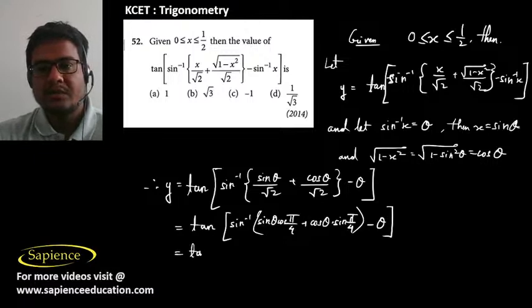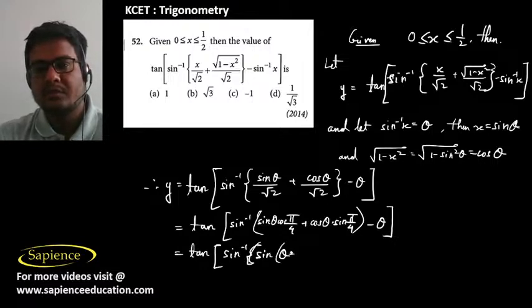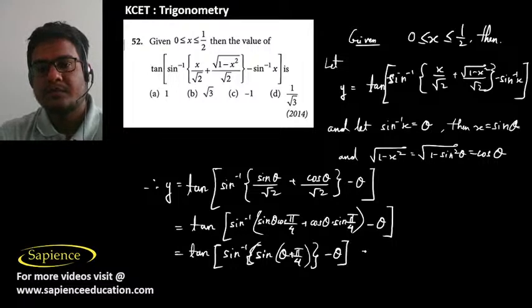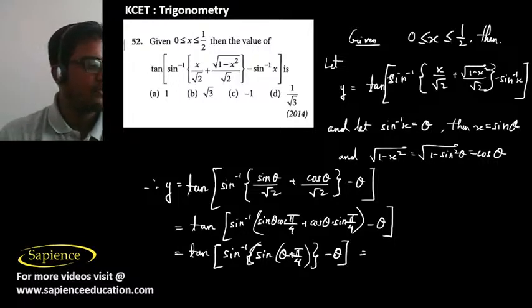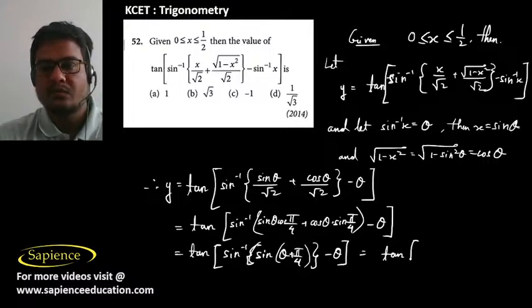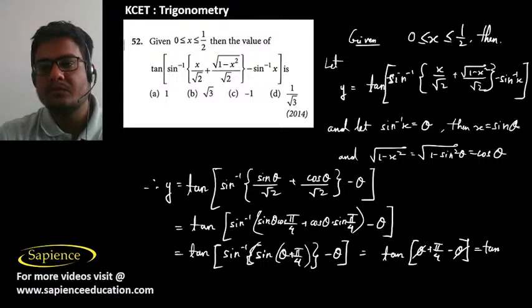So this will be tan of sine inverse of sine theta plus pi by 4, minus theta. So this will be tan of theta plus pi by 4 minus theta. So theta and theta will cancel, which gives tan pi by 4. So tan pi by 4 is equal to 1. So option A is the correct answer. So y is equal to 1.